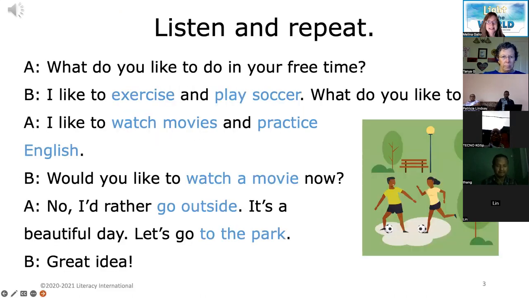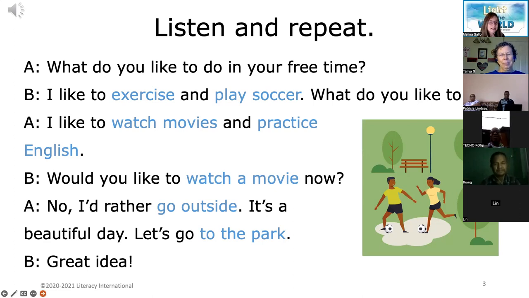So here's an example of one of our dialogues from the A1 level. Person A says, "What do you like to do in your free time?" And person B, "I like to exercise and play soccer. What do you like to do?" And then A says again, "I like to watch movies and practice English. Would you like to watch a movie now?" "No, I'd rather go outside. It's a beautiful day. Let's go to the park." "Great idea."